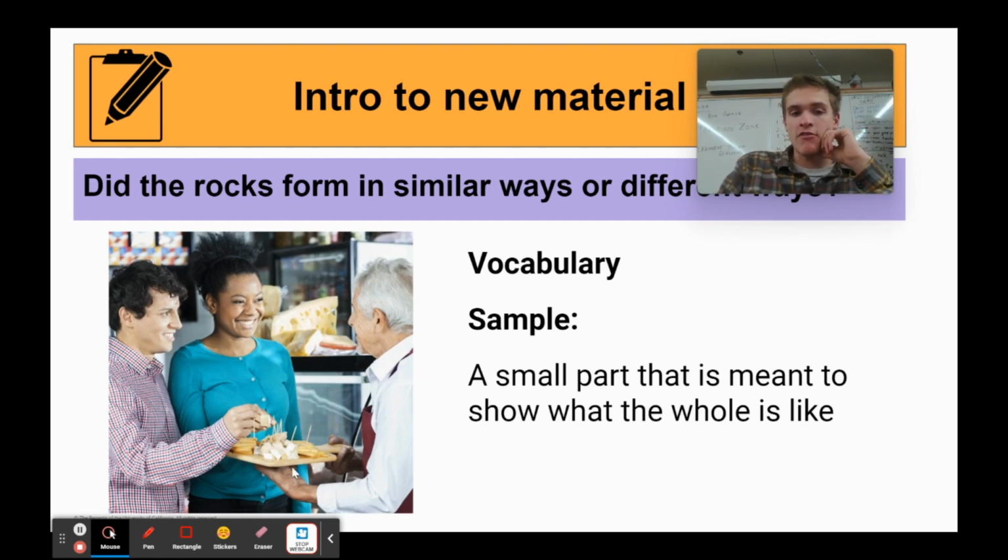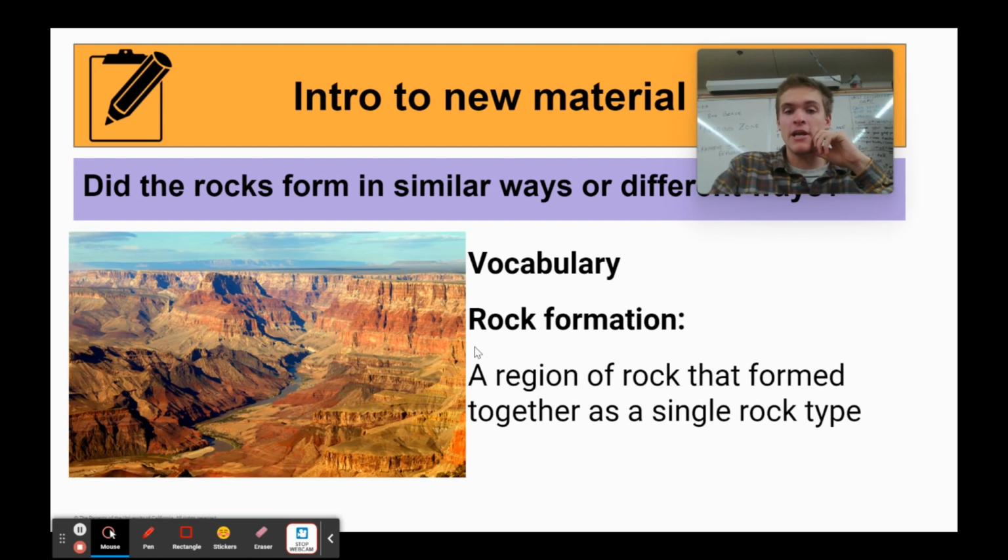This man is serving samples of cheese, and they're taking samples of cheese in order to see if they would like the whole cheese. A rock formation is a region of rock that formed together as a single rock type. So each one of these bands, these striations or stripes in the rock, are all types of rock formations. This is a rock formation. This is one. This dark red color is another one.